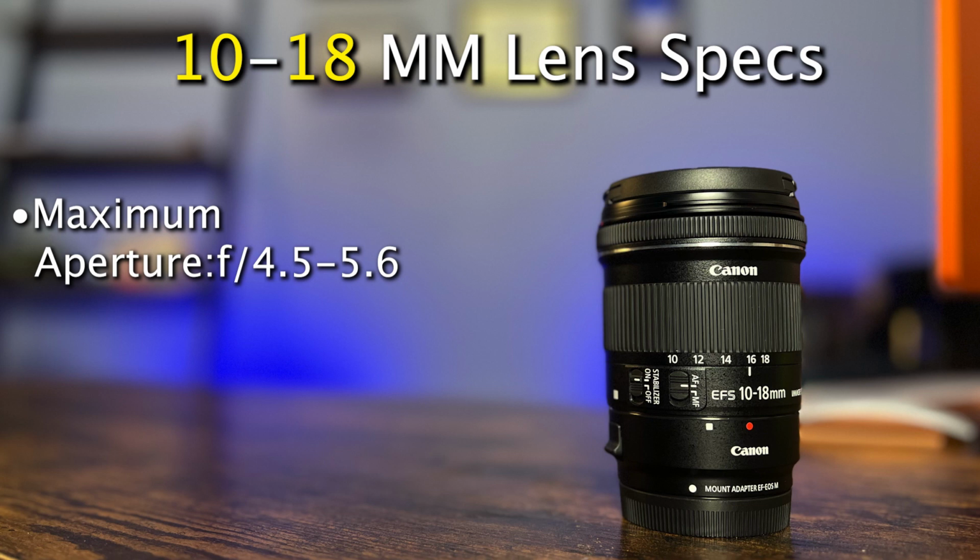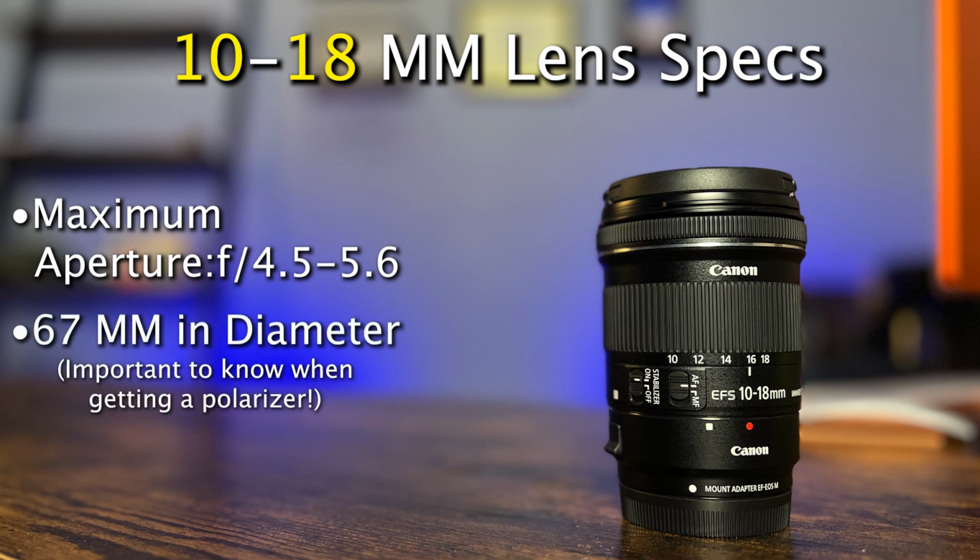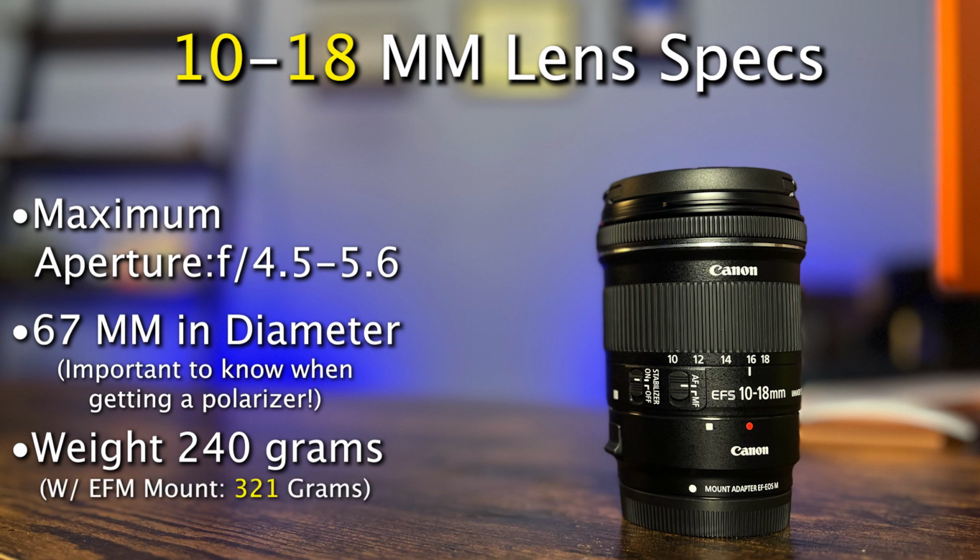The filter size is 67 millimeters in diameter, and the maximum weight for it is 240 grams, but with the EFM mount attached to it, it's going to sit at 321 grams.